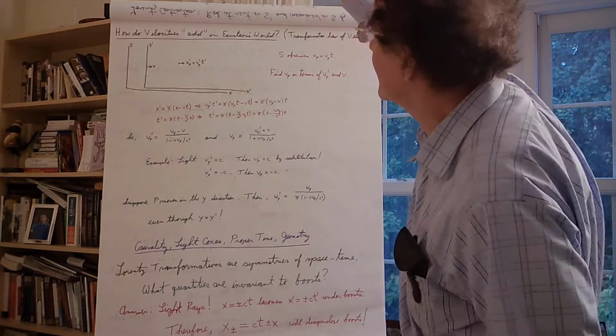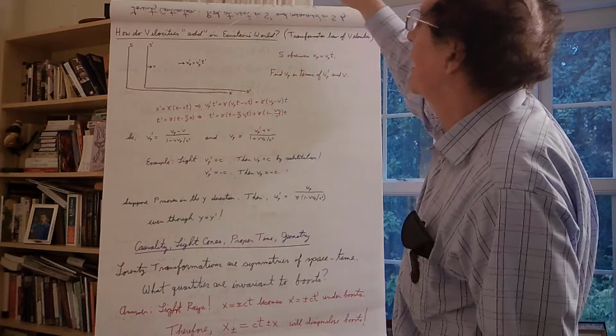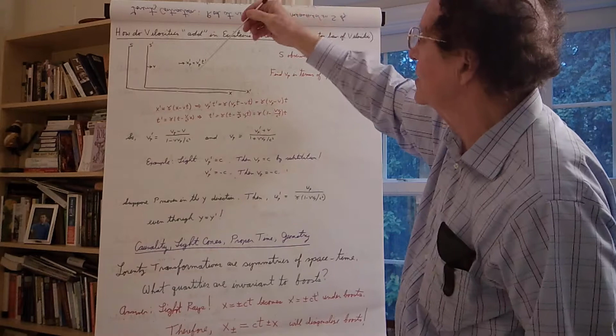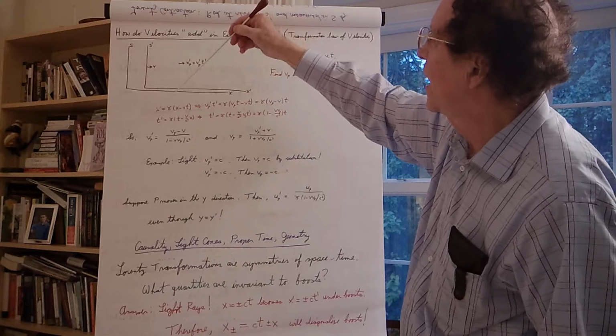So here, I know the position is a function of time in S prime. I know the position is a function of time in S. Plug it into the Lorentz transformations. Here's the Lorentz transformation for X prime and T prime. X prime, in this case, replaced by this formula. That's all I do.